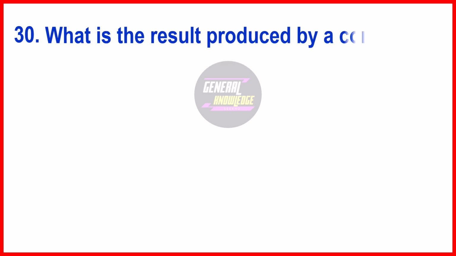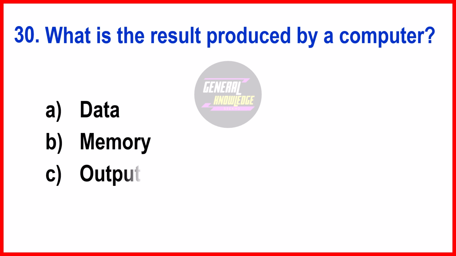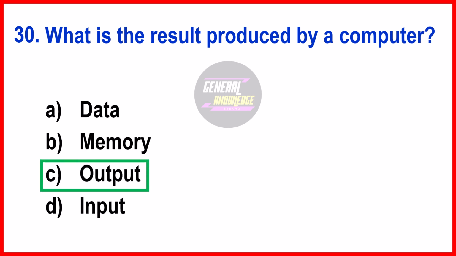What is the result produced by a computer? The right answer is option C, output, which includes usable information like text, graphics, sound, or video, as well as processed data presented through output devices such as monitors, printers, or speakers. This output allows users to view, use, and understand the processed results of the input data.